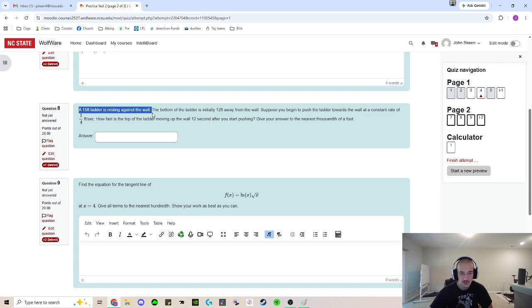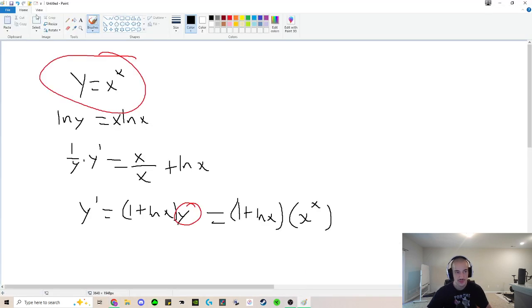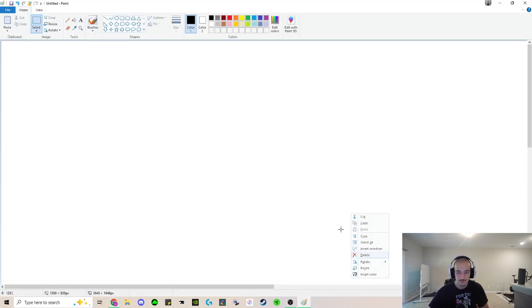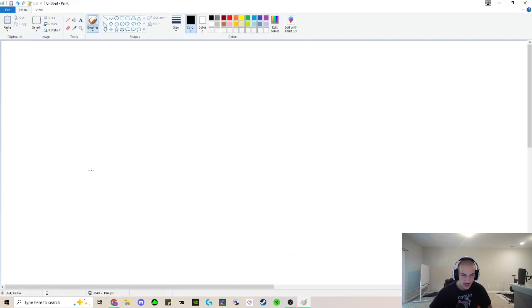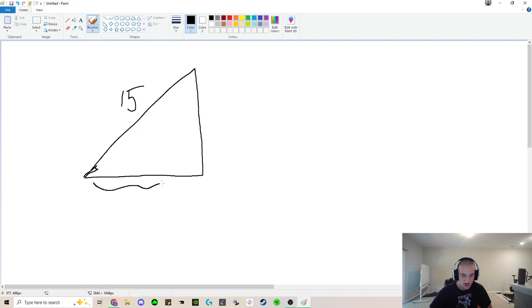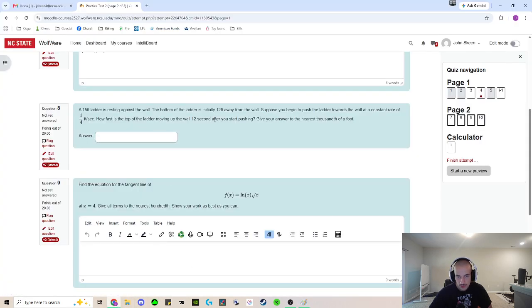A 15-foot ladder is resting against the wall. Okay, so now as we've got related rates, we need to make sure that we're drawing our picture, right? The bottom of the ladder is initially 12 feet from the wall. We're going to have something like this. The ladder is 15 feet. This horizontal distance I'm going to call h, and this vertical distance I'm going to call v, right?